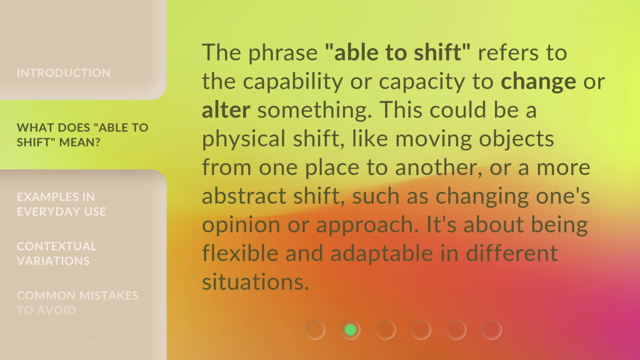The phrase "able to shift" refers to the capability or capacity to change or alter something. This could be a physical shift, like moving objects from one place to another, or a more abstract shift, such as changing one's opinion or approach. It's about being flexible and adaptable in different situations.